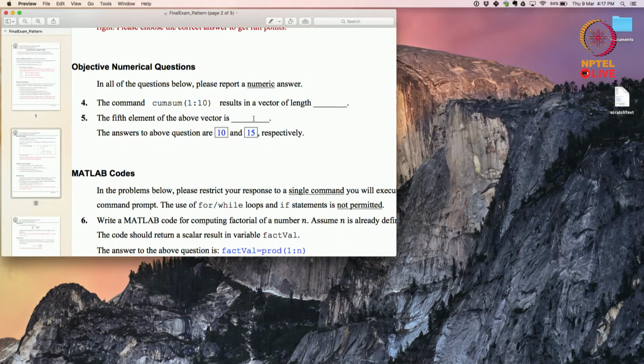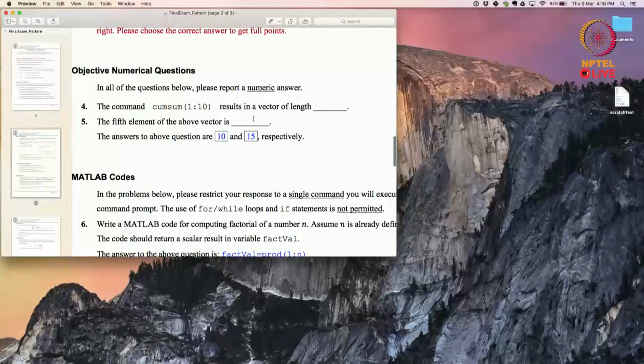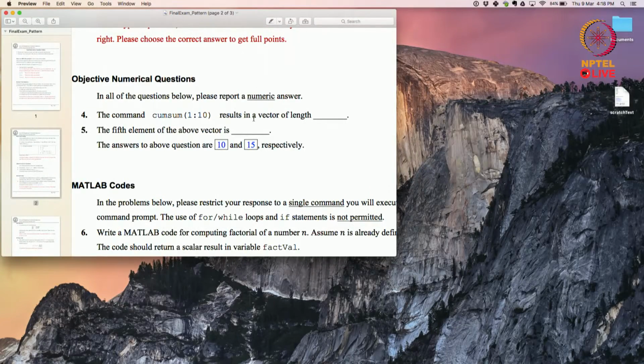The objective numerical type will be a numerical answer. We are expecting a numerical answer only. There will be 8 questions of this type. Each question I believe is worth 2 points in the objective numerical types, and this is where you will require a calculator. And again, the questions are going to be reasonably straightforward. There might be one minor MATLAB funda that is involved in addition to the command itself that will help you in order to solve this problem.